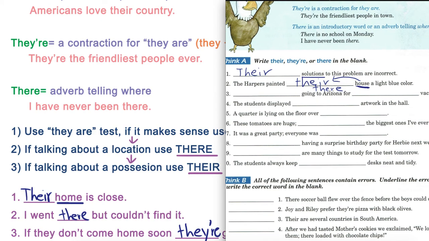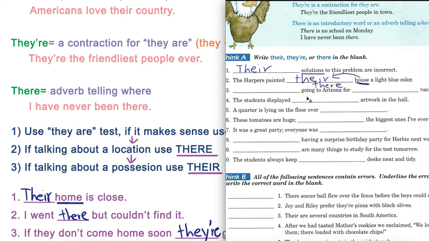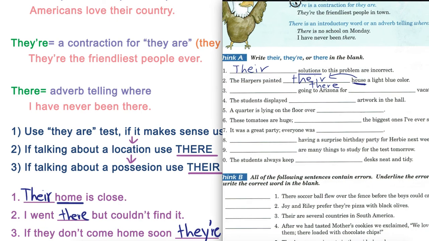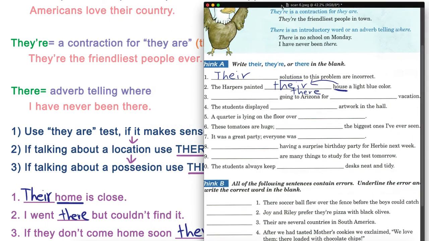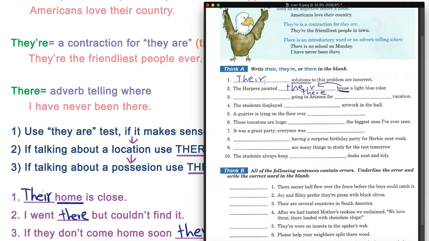Yeah. Okay, so number 3. Sorry, it's kind of covered now. Blank going to Arizona for blank vacation. Okay, so this is a they're test. They are going to Arizona for blank vacation. Yeah, so they are makes sense. So I would use they apostrophe re.